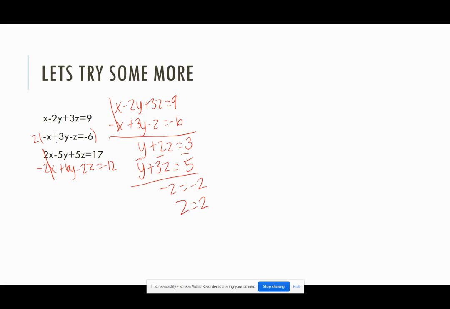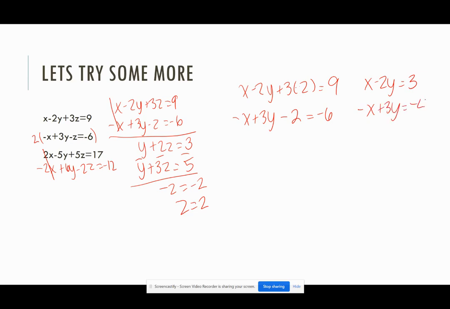Now I'm going to use the first two equations. x minus 2y plus 3 times 2 equals 9. Negative x plus 3y minus 2 equals negative 6. So 6 moved over is 3, so I get x minus 2y equals 3. Negative 2 moved over is negative 4, so negative x plus 3y equals negative 4. Add these together. We get y equals negative 1.